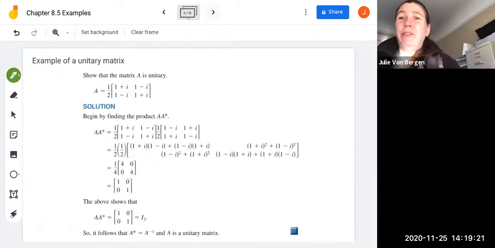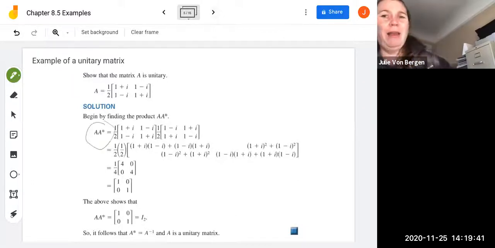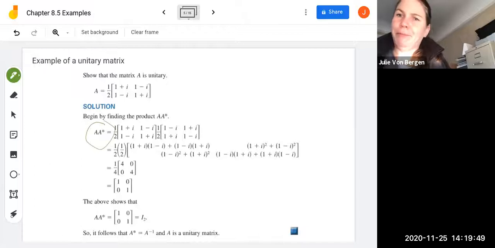So let's take a look at an example of a unitary matrix. We are going to show that this matrix A is unitary. A is 1/2 multiplied by the 2 by 2 matrix, where you've got 1 plus i, 1 minus i, 1 minus i, and 1 plus i. The way you check to see if a matrix is unitary is you multiply A by A conjugate transpose, and if that's the identity matrix, then that shows you that A conjugate transpose is the inverse for A.